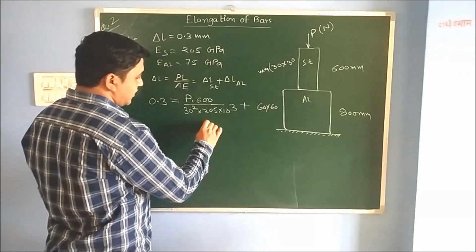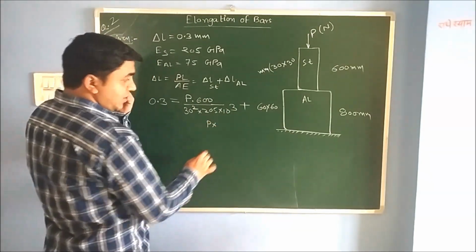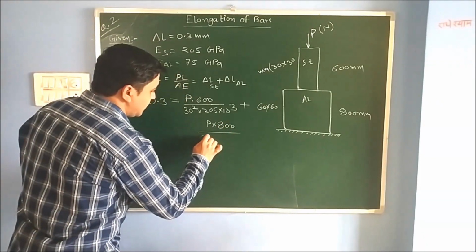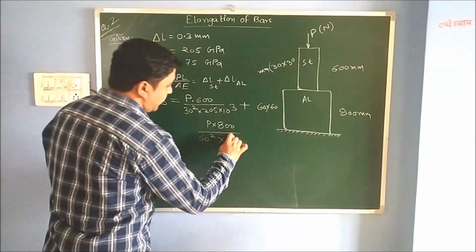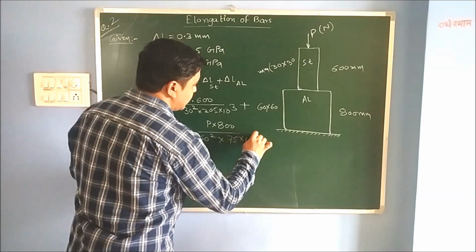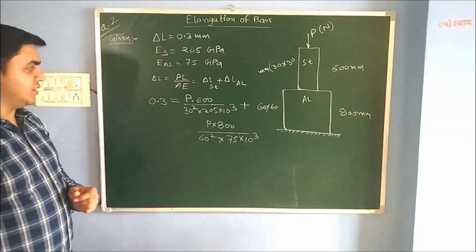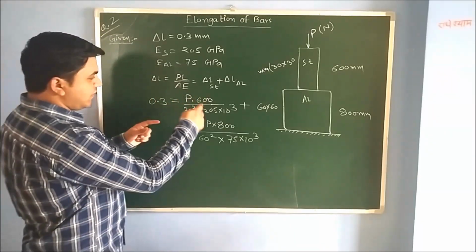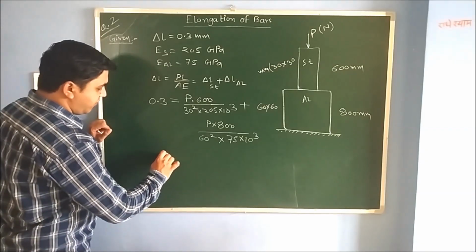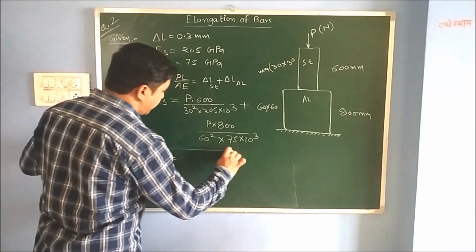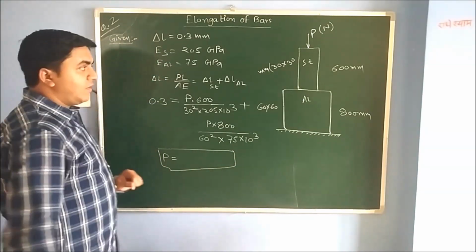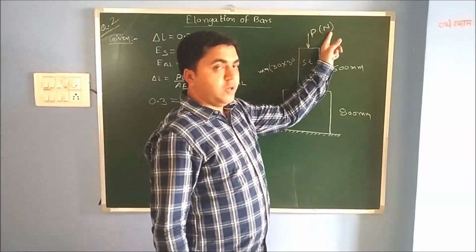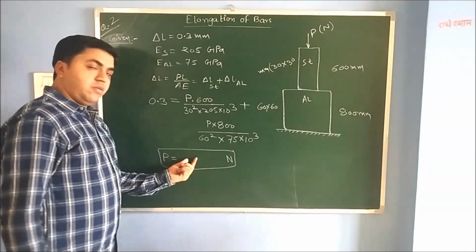Second, for aluminium, again P, length of aluminium is 800 mm. So 800 divided by 60 square multiplied by 75 into 10 raised to power 3 again, that is GPa to MPa conversion. So you have one equation and the only unknown in the equation is P. So if you solve this equation, you will get the value of P. I think this part you can do on your calculators, and the value of P should always be in Newton, because we have assumed the values in Newton.